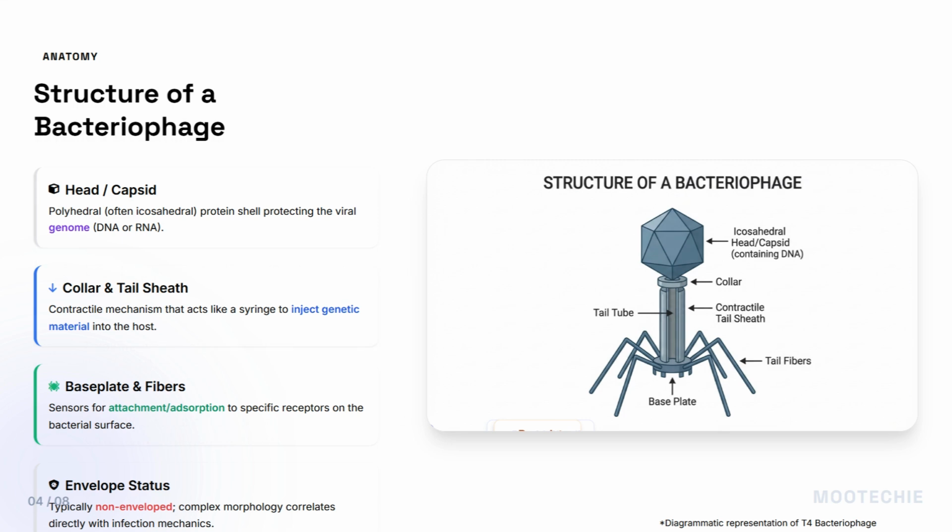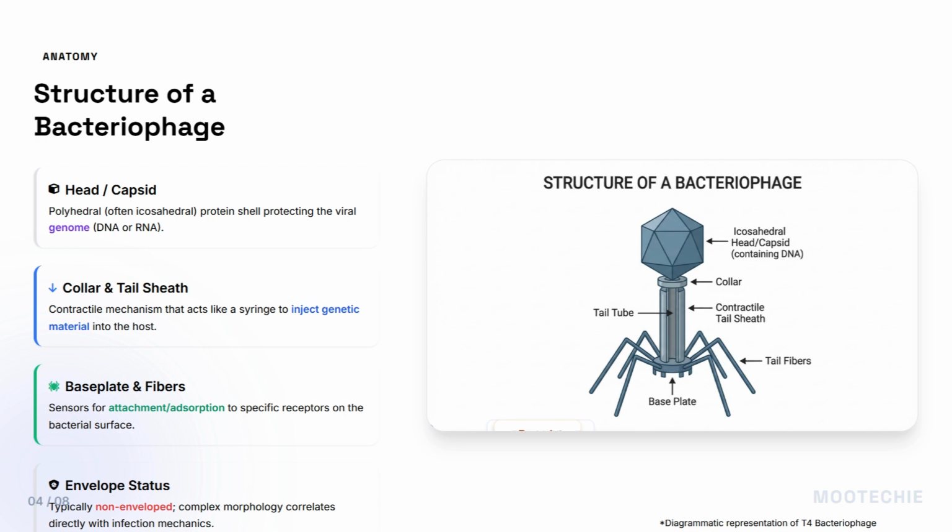Starting at the top, we have the head or capsid. This is a polyhedral, often icosahedral, protein shell that acts as a protective vault for the viral genome, which can be DNA or RNA. Below that is the collar and the tail sheath. The sheath is a contractile mechanism that acts like a molecular syringe. When triggered, it contracts to forcefully inject the genetic material into the host cell.